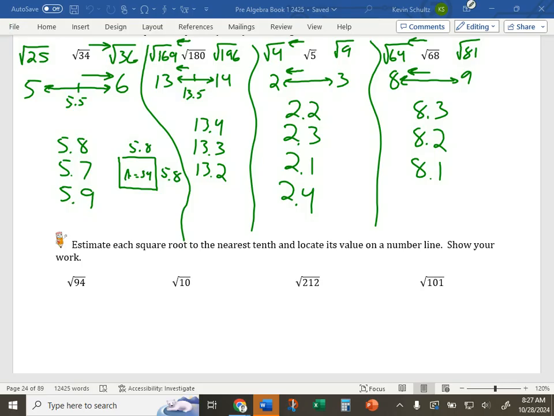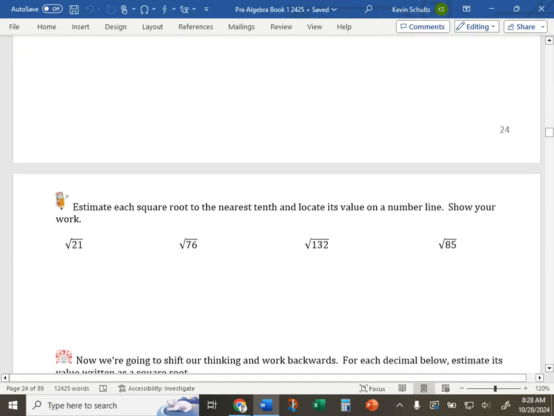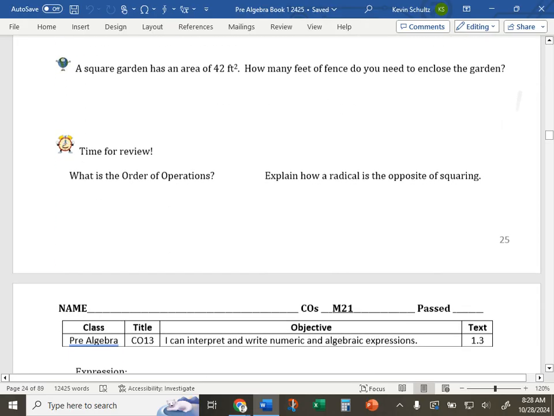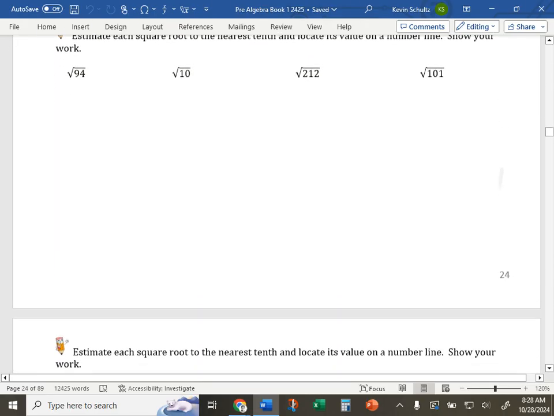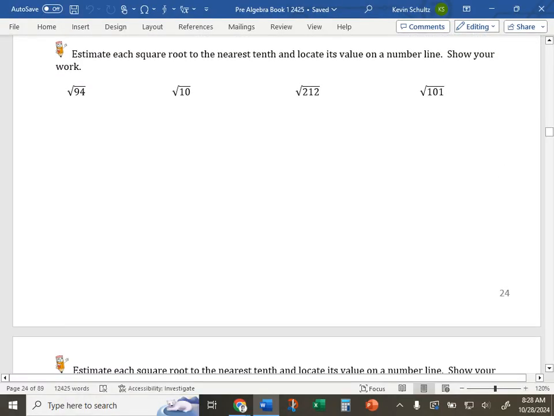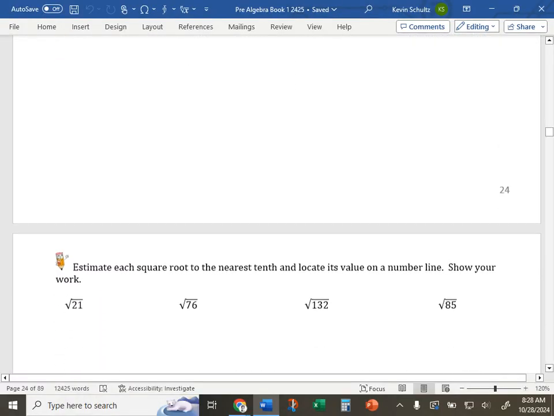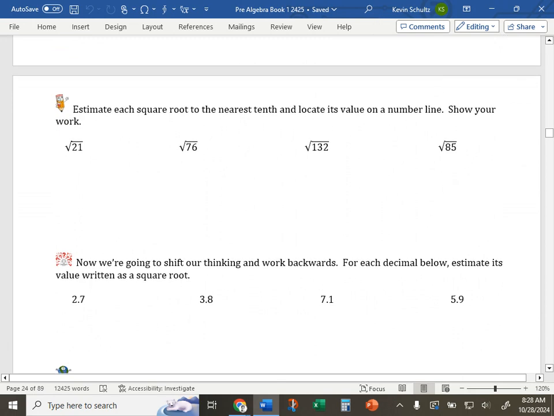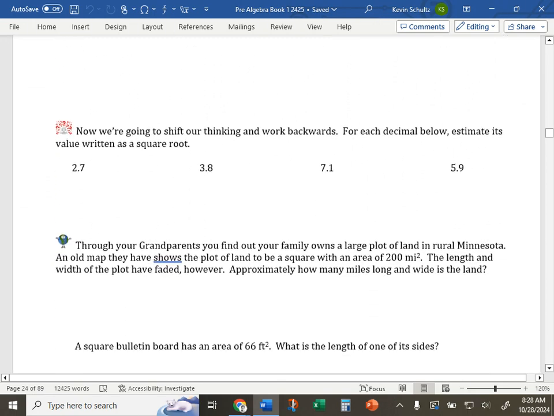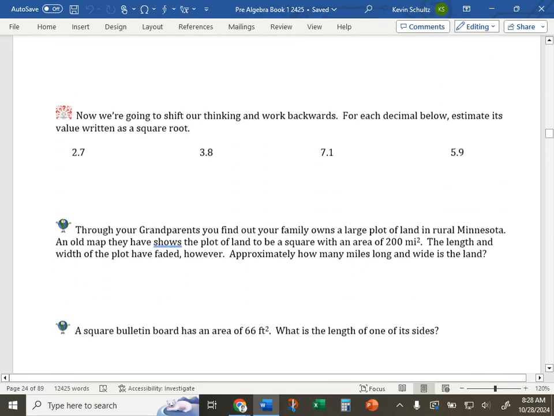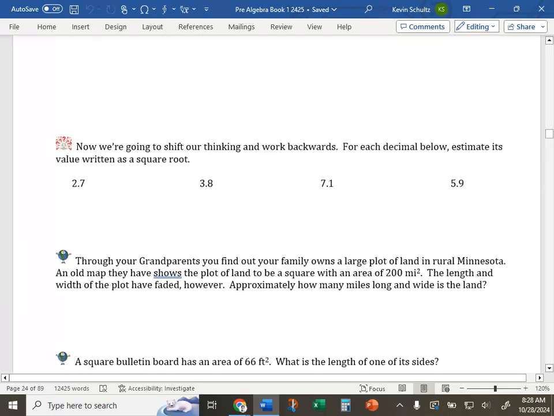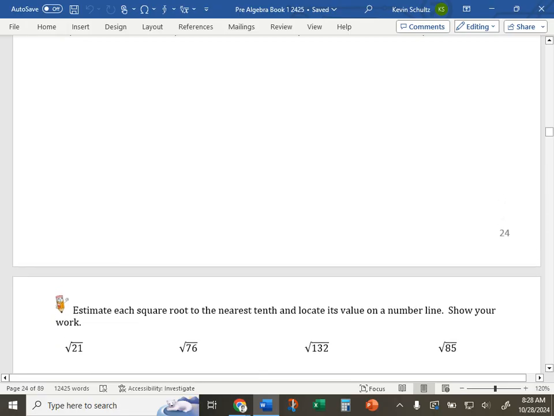Your homework is not going to be all of CO12, so please pay attention as to what it's going to be. You need to do these 8: the bottom 4 on the first page, and the top 4 on the second page. That is all. The 2 Mr. Happy Pencil sections are all you need to do. Not the critical thinking, not the real world, not the time for review. Just these 2 sections here.